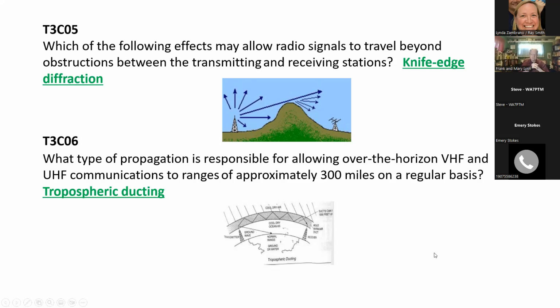What type of propagation is responsible for allowing over the horizon VHF and UHF communications to ranges of approximately 300 miles on a regular basis? Okay, this is a situation where you have the upper atmosphere acting kind of weird. You have to understand the atmosphere is not a homogeneous thing where the air just gets rarer as you get higher up. Sometimes you have temperature inversions. As you go up higher, the temperature gets hotter rather than colder. Well, when that happens, the density of the air changes.